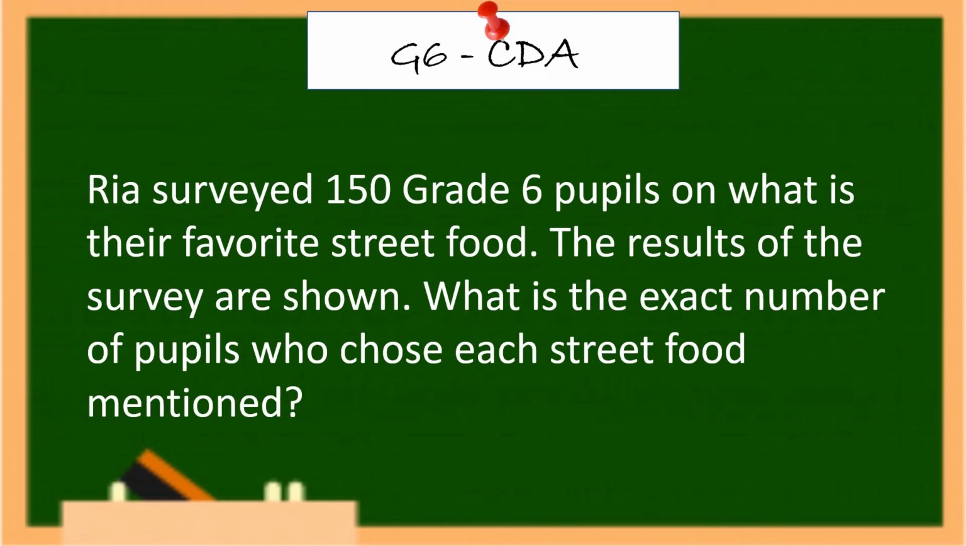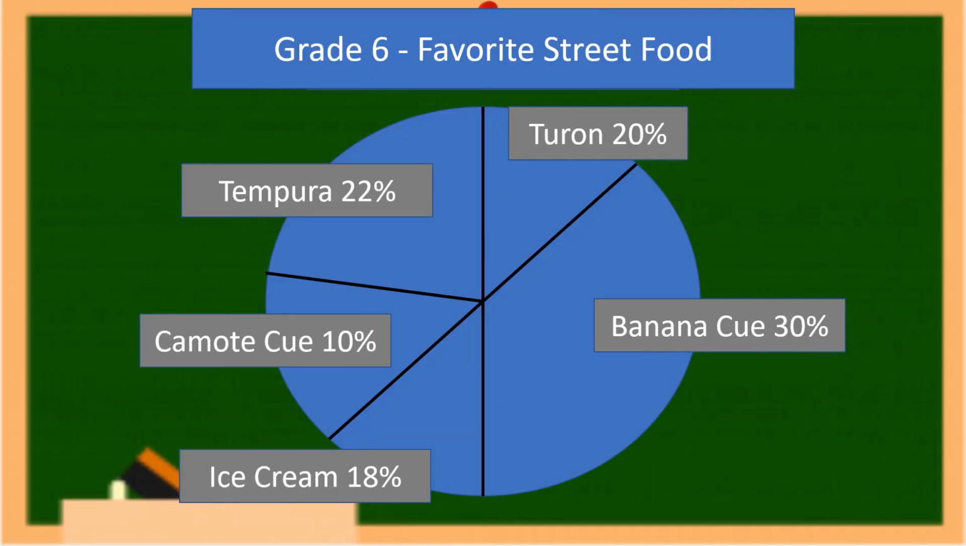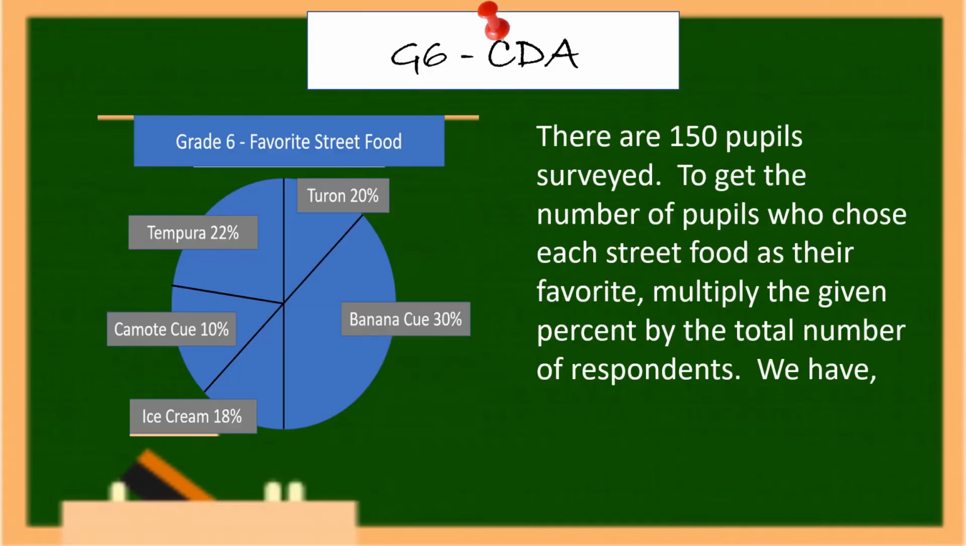Ria surveyed 150 grade 6 pupils on what is their favorite street food. The results of the survey are shown. What is the exact number of pupils who chose each street food mentioned? This is the figure. We have the title, grade 6 favorite street food: turon, banana Q, tempura, kamote Q, and ice cream. There are 150 pupils surveyed. To get the number of pupils who chose each street food as their favorite, multiply the given percent by the total number of respondents.